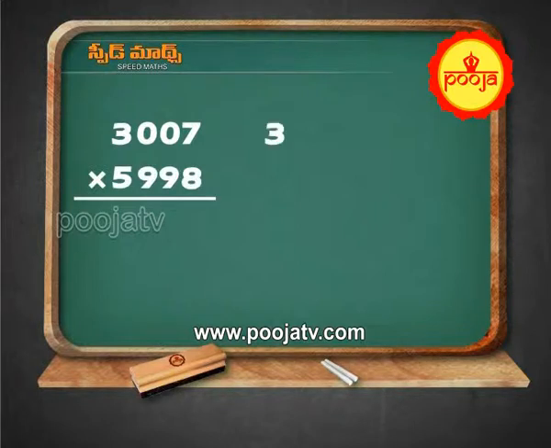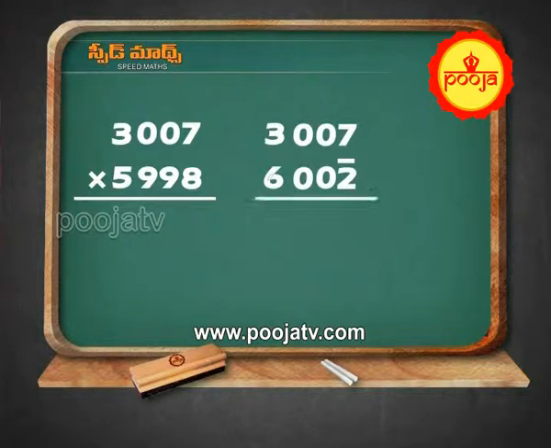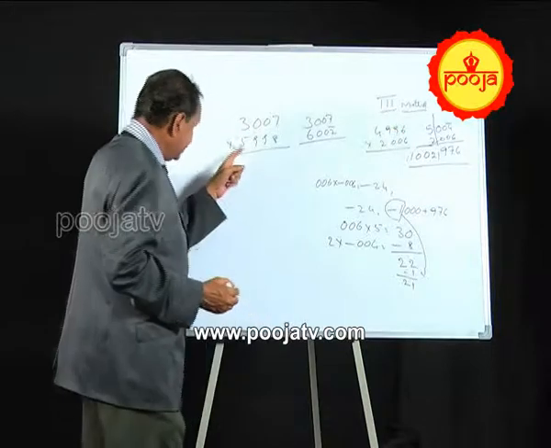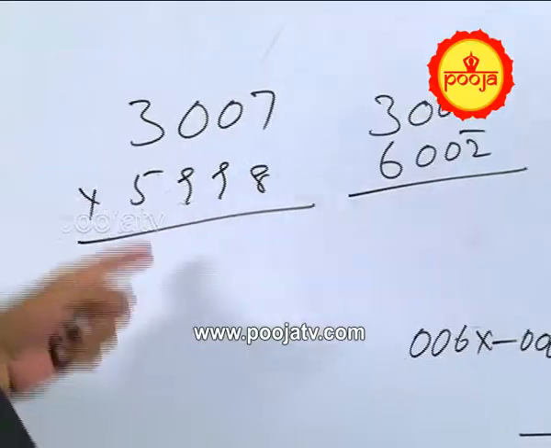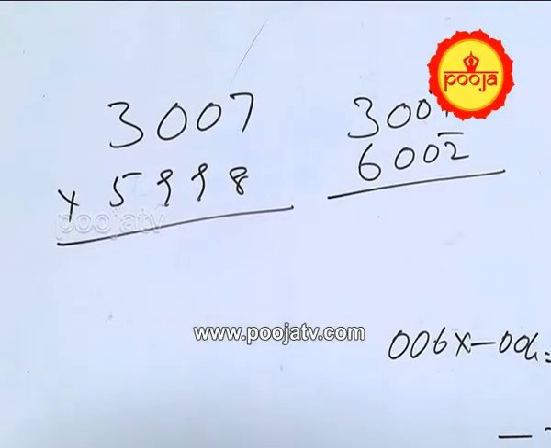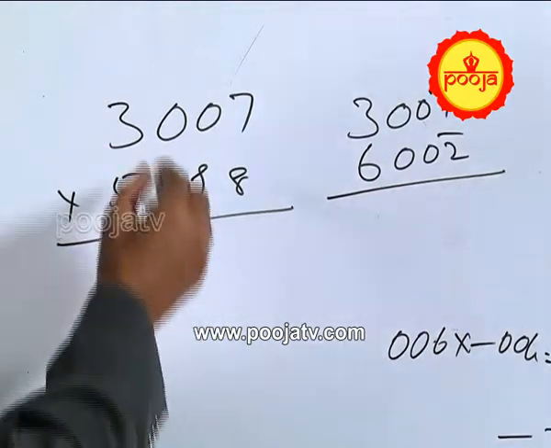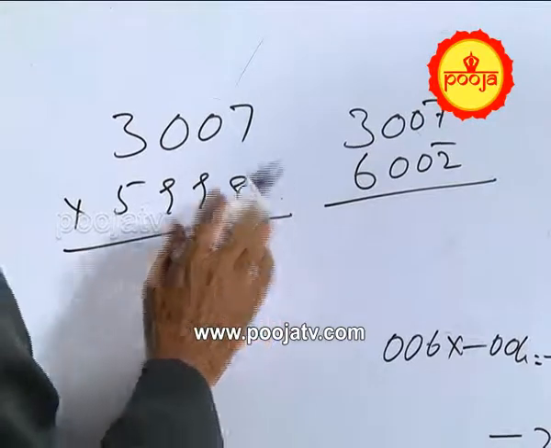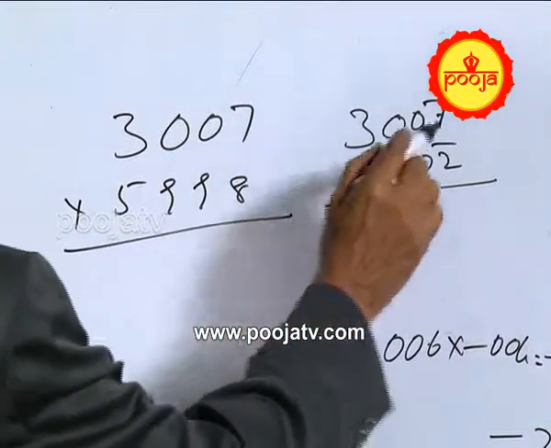3007, write it as 3007. 5998, write it as 6000 minus 2. Give a slash. Okay, this is a bigger number, you convert. Top number is bigger number, you have converted. Here bottom number is bigger number. So, you convert wherever the number is big, and small number do not touch. So, 3007 is 3007, and 5998 can be converted as 6000 minus 2.